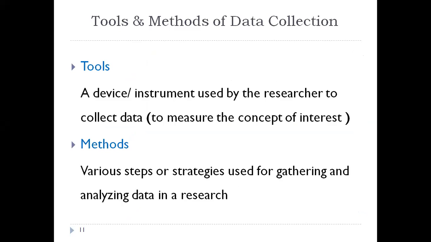Now, you need to understand what is a tool and what is a method. A tool is a device or an instrument that a researcher uses to collect data, whereas a method involves the various steps or strategies that are used for gathering and analyzing the data while conducting a research.